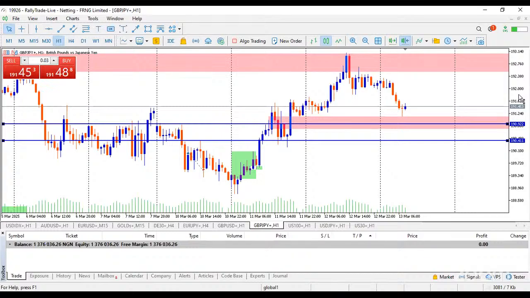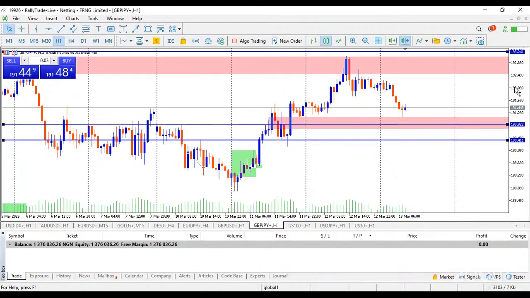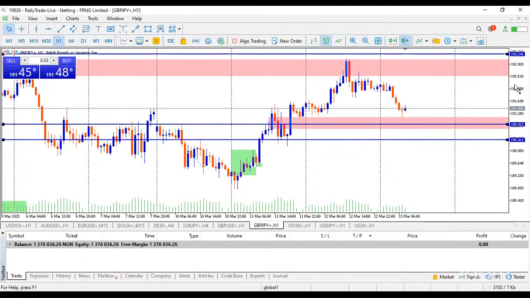Then take profit, we have to be at this very high here. So that gives you a trade of almost 1:4, 1:5, right? That's a good trade. So you buy here, you put your stop loss very close here, then of course you take profit at the high here. That's for GBP JPY.